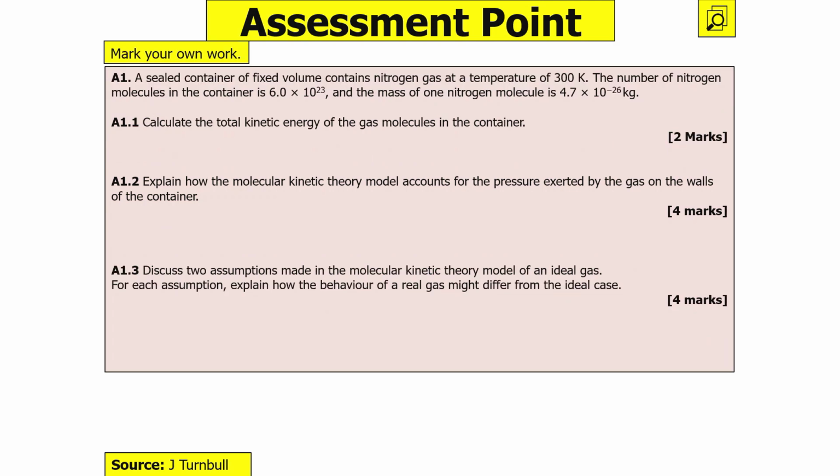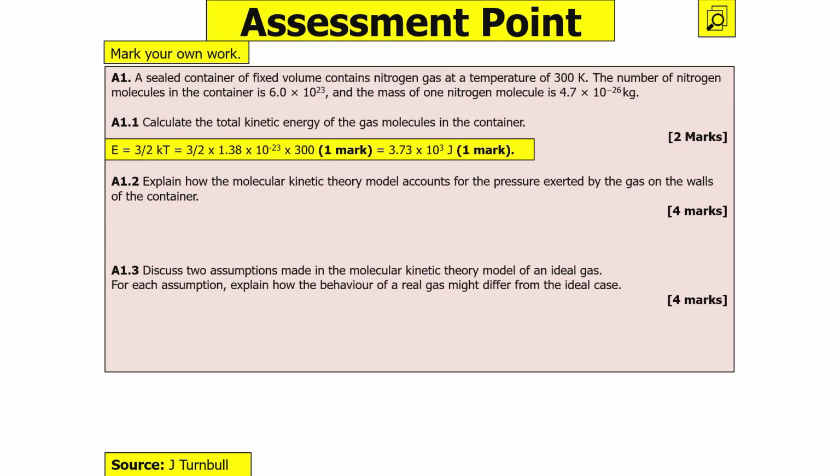In our first one, we can say E is equal to 3/2 kT. That's the kinetic energy of the gas molecules. So you pop it all through and you get 3.73 times 10 to the 3 joules.